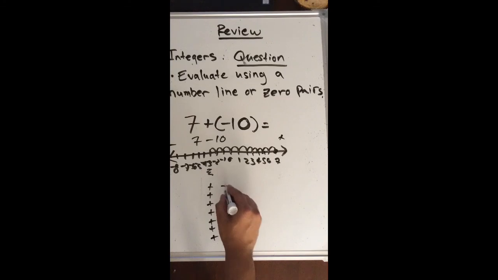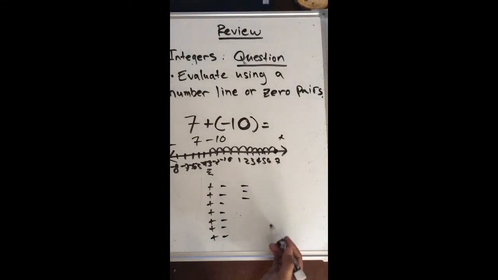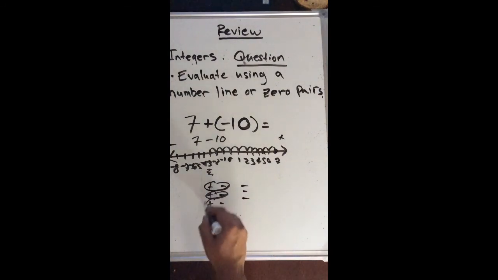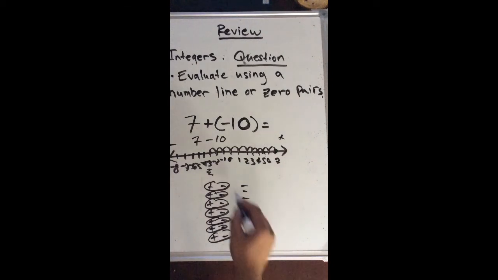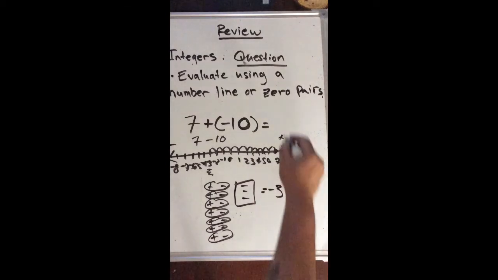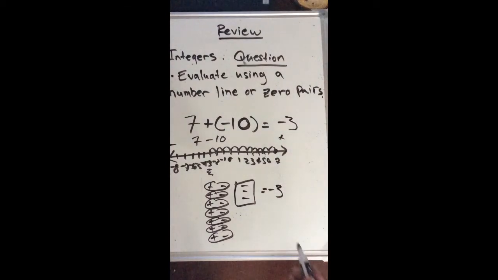So it means we're going to put 1, 2, 3, 4, 5, 6, 7, 8, 9, 10 negatives on the board. First, we have to see how many 0 pairs we have. That's 1, 2, 3, 4, 5, 6, 7. And we're left with also negative 3. So this must be negative 3.